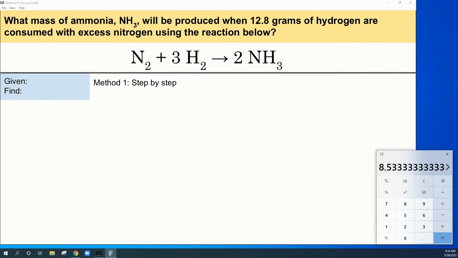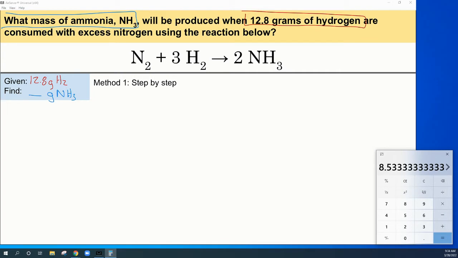In this case, it looks the same, but if you look at what I'm given and what I'm asked to find, my given is 12.8 grams of hydrogen, and I'm asked to find the mass of ammonia. The mass is in grams. Okay. So I can't quite use this idea.